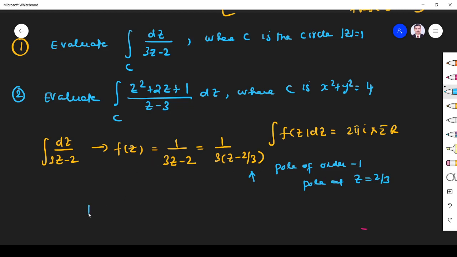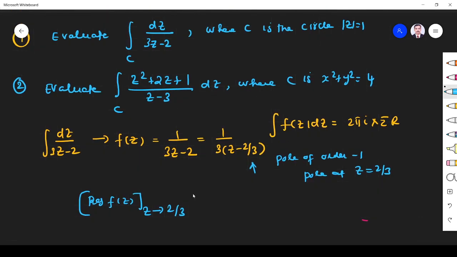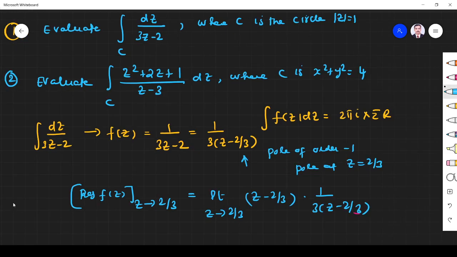So if you are having a pole, how to find the residue? The residue of f of z at z is equal to 2 by 3 is a pole of order 1, simple pole. For a pole of order 1, how to find the residue? That I posted in a video on finding the residue, given by the formula limit z tends to 2 by 3 of z minus 2 by 3 into f of z. f of z is 1 by 3 into z minus 2 by 3, right?